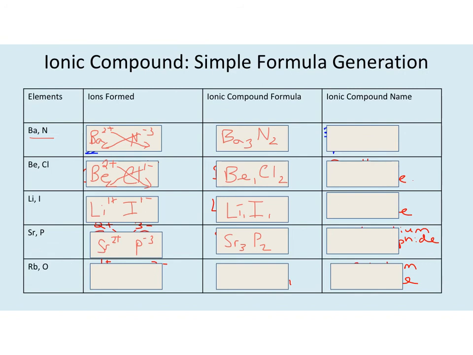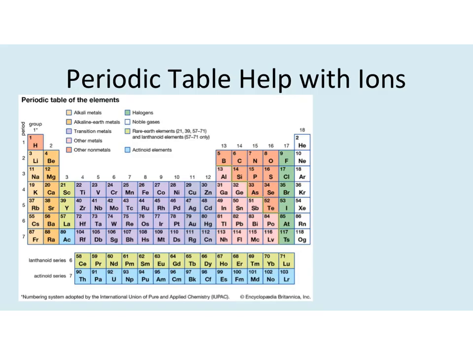Last one, Rb and O. Rubidium is 1 plus. Oxygen is 2 minus. So I would get Rb2O1, or sometimes I would just leave the 1 off. So it's very important when we do ionic compound formula formation that we always use the periodic table right here.